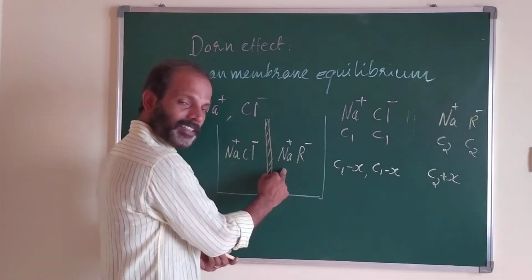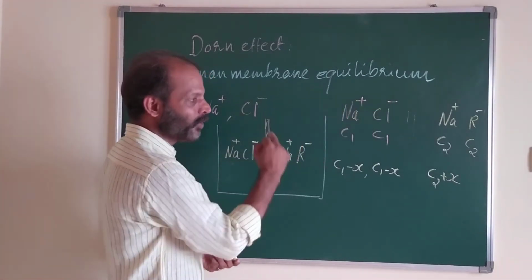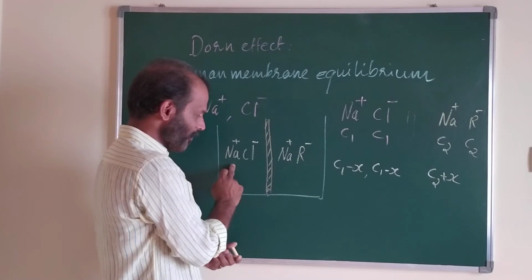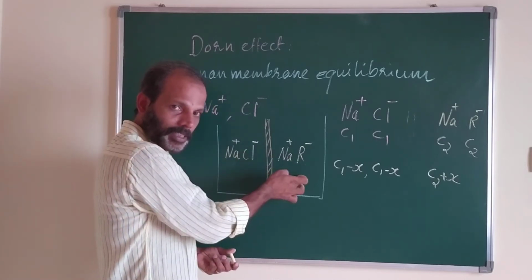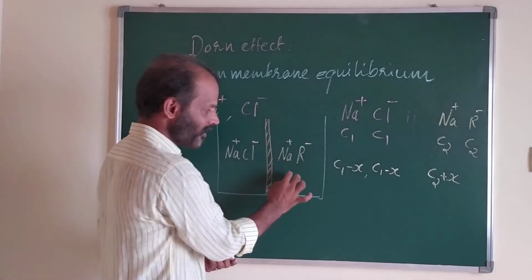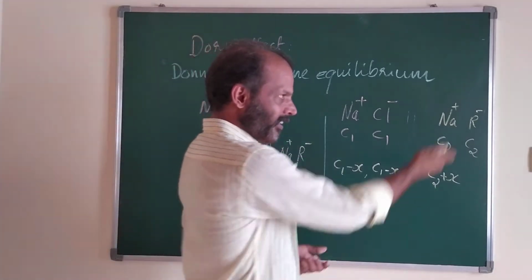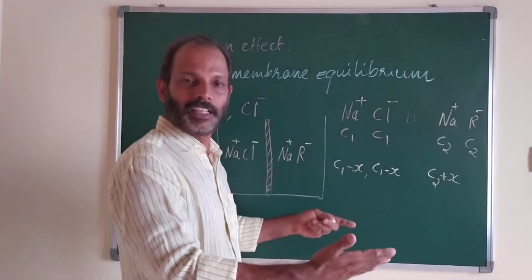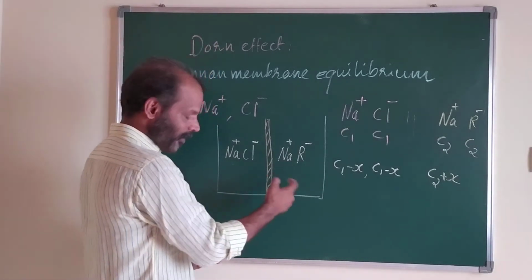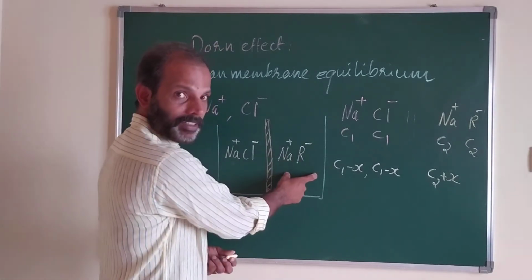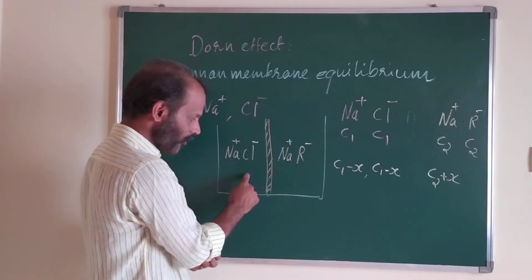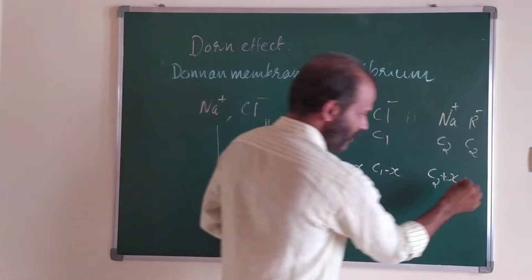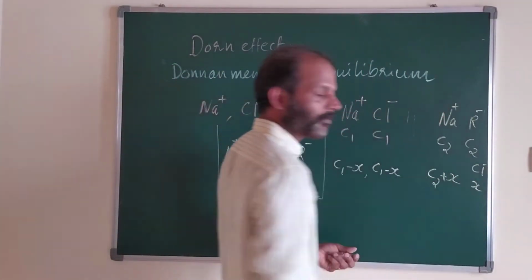Why? Already this chamber contains C2 concentration of Na positive. In addition to that, X number of Na positive is coming from this chamber to this chamber. So C2 plus X is the final concentration of Na plus in this chamber. R minus remains constant, and we are not bothered about the concentration of R minus because it is non-diffusible. Then what is the concentration of Cl minus in this chamber? X moles of chloride ion are moving from this chamber to this chamber. So the concentration of Cl minus in the second chamber is X.